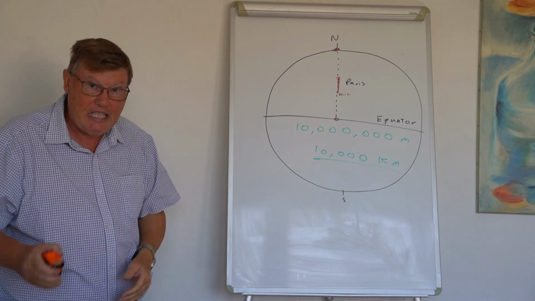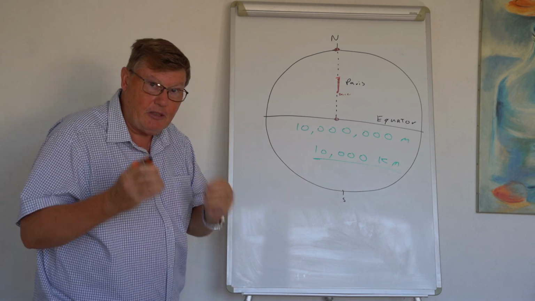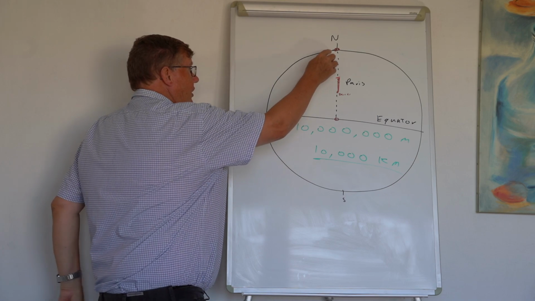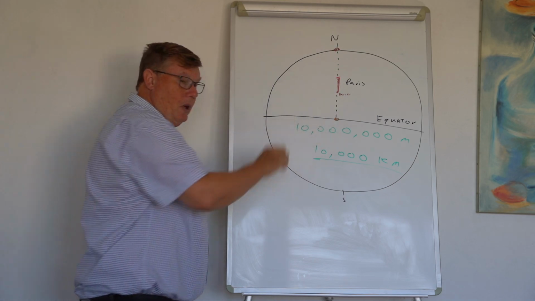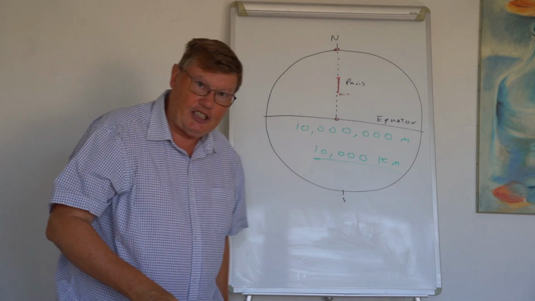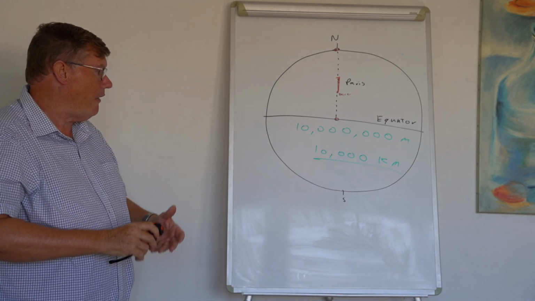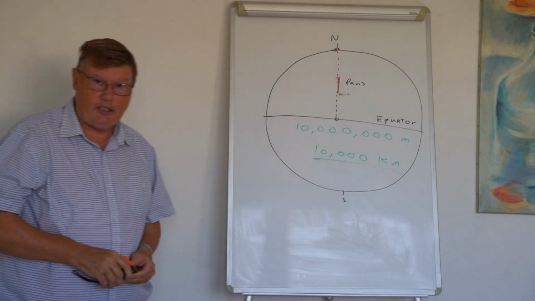So a meter was meant to be 1/10,000,000th of the distance from the North Pole to the equator in a straight line at sea level through Paris. And everybody said, hooray, that's the meter sorted out.